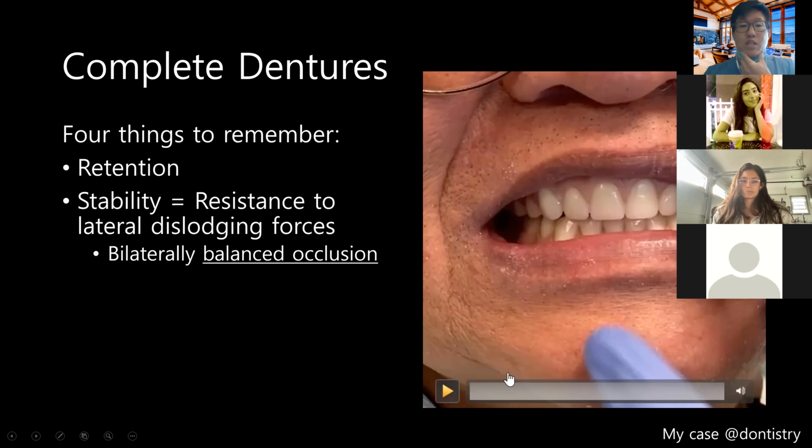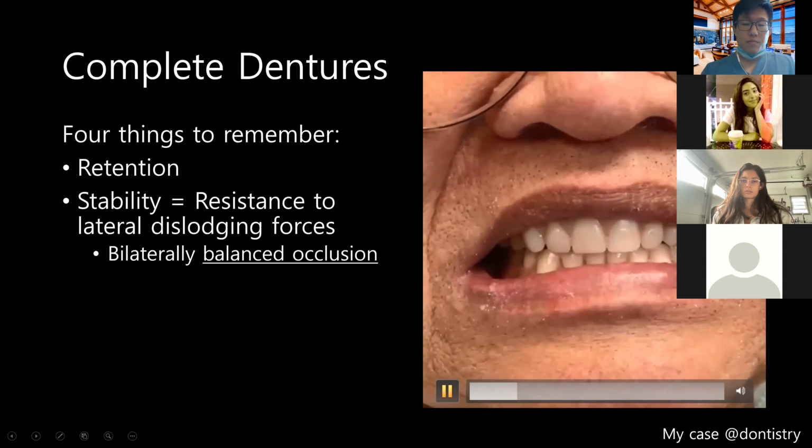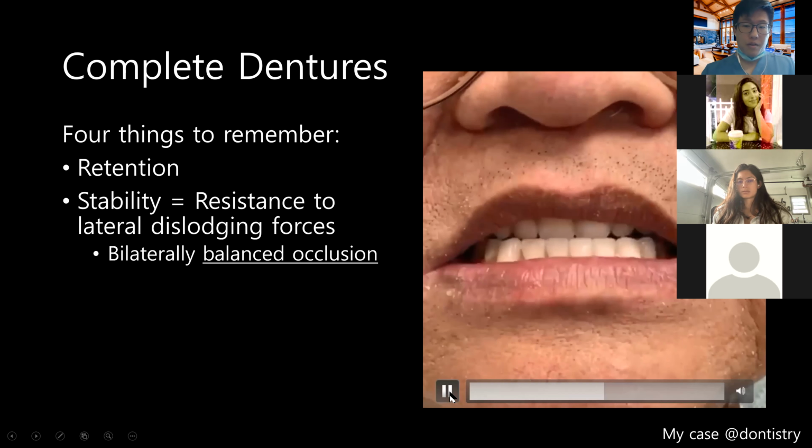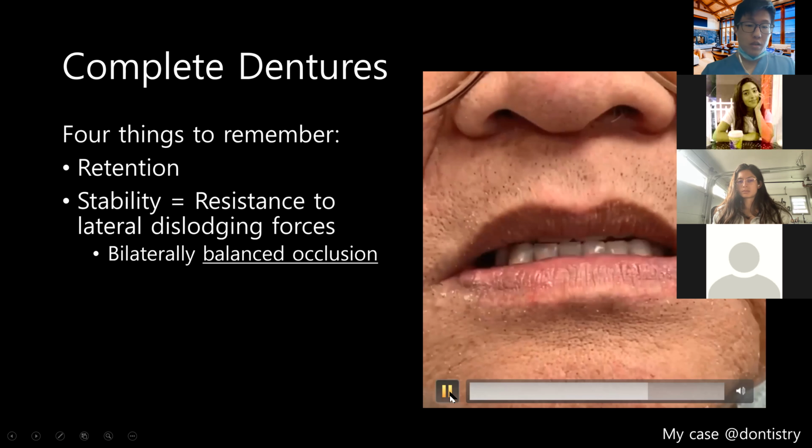This patient is going to move his jaw side to side, and you can see that both sides are contacting. Side to side, so it's not going to fall out. Forward and back. Okay, so that is bilaterally balanced occlusion.